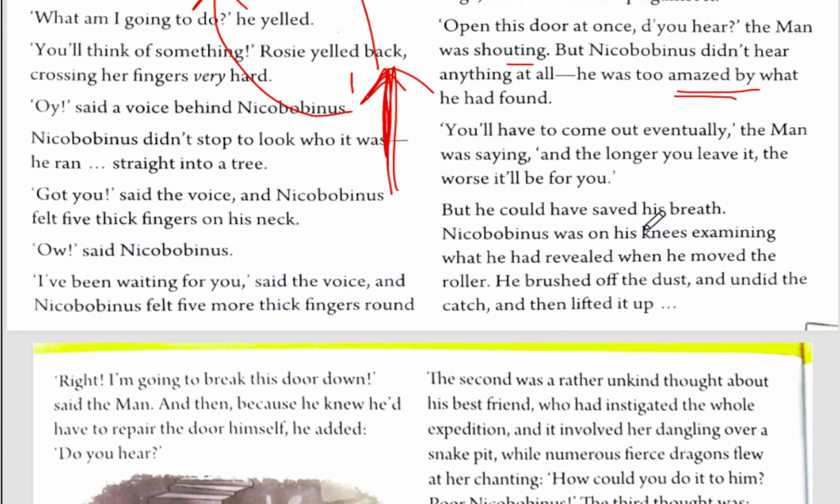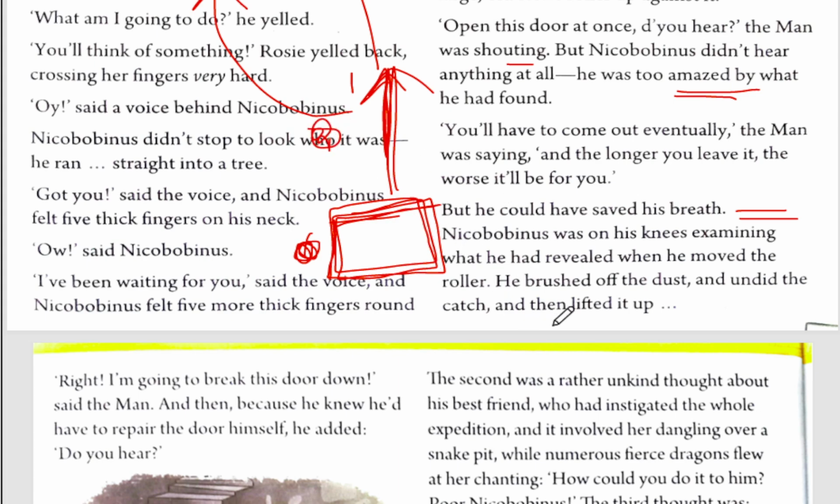But he could have saved his breath. But here the man who was running couldn't save his breath, and Nicobobinus also was in a busy situation. Nicobobinus was on his knees examining what he had revealed, and he moved the roller. When he moved the roller, there was a hidden door, as I told you. So sitting on the side of this hidden door, Nicobobinus was watching it very carefully, and he was amazed at his discovery. So he did not pay any heed to the man's shouting.